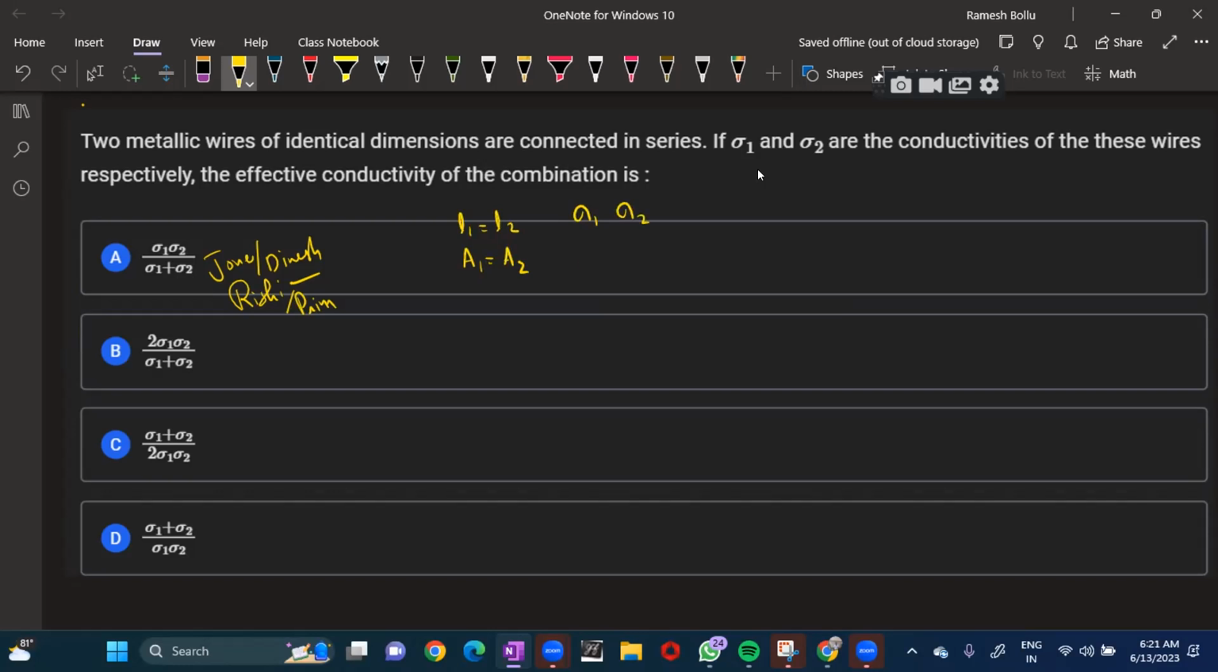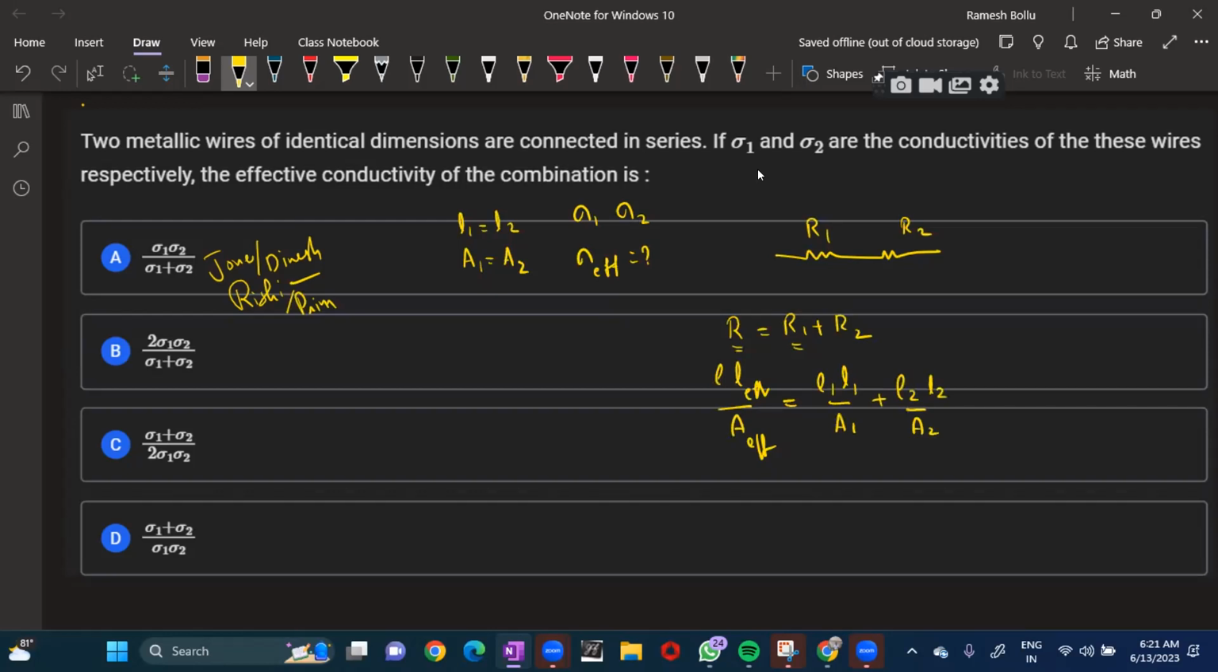The effective conductivity, how much is asked? These two resistors are connected in which combination? Series combination. So net resistance, how much? R1 plus R2. Resistance equals resistivity times effective length by effective area of cross section. R1 value, how much? Rho1 into L1 by A1 plus Rho2 into L2 by A2.